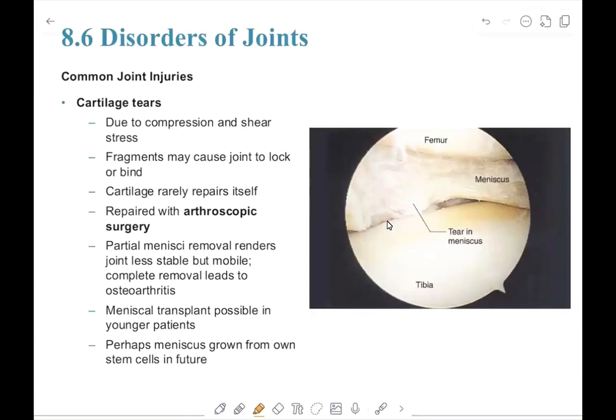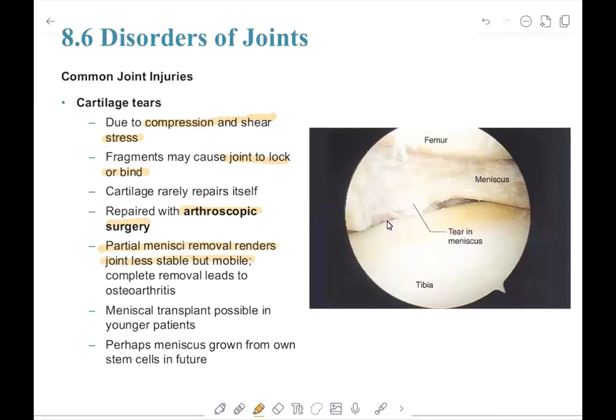There are several different disorders that are associated with joints. Some of the common joint injuries are cartilage tears due to compression or shear stress. Fragments may cause the joint to lock or bind, so they need to go in and remove those surgically. Thankfully, they can do that minimally invasively now. It's called arthroscopic surgery. So partial meniscus removal renders the joint less stable and more mobile.